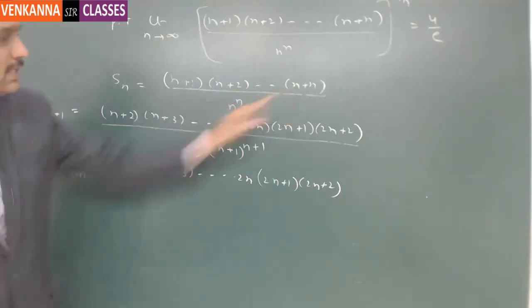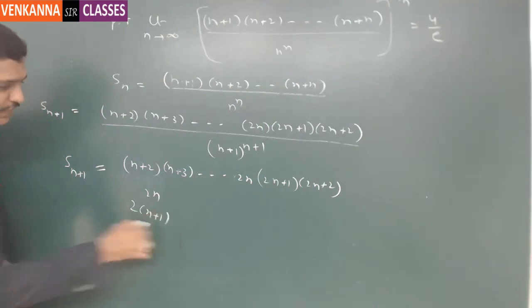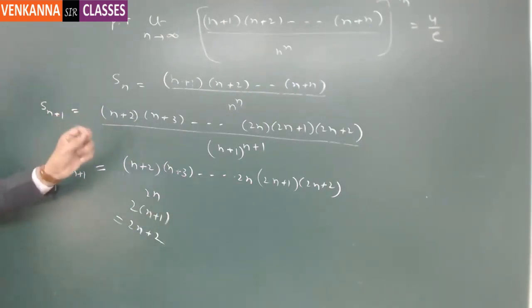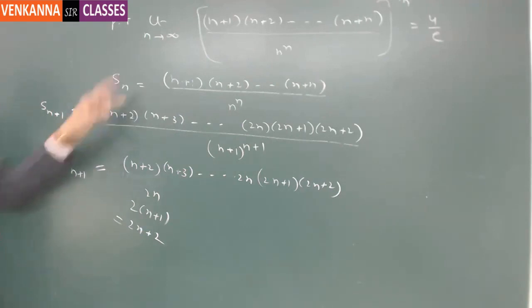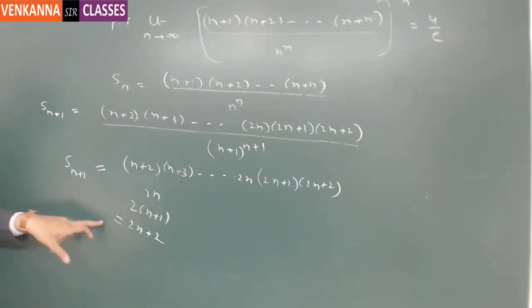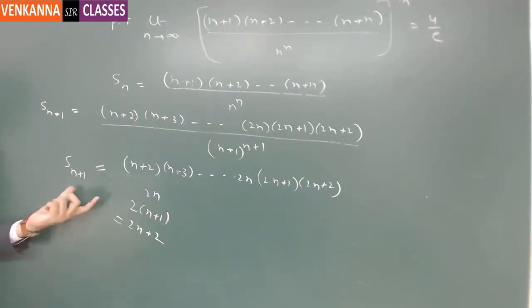So here it is nothing but 2n. In place of that you are writing 2 into n plus 1, which is nothing but 2n plus 2. So you are writing the product starting from n plus 2 to 2n plus 2, so previous terms also will come in the numerator. The previous term is 2n plus 1, the previous term is 2n. I think it clarifies the doubt. Okay.